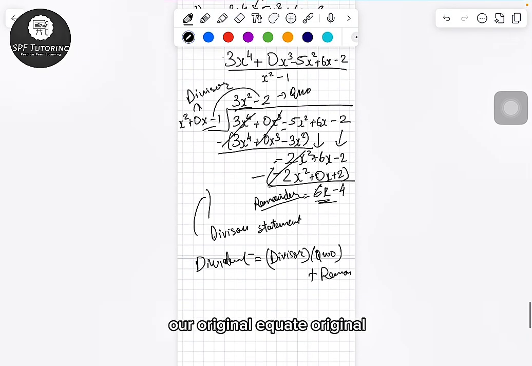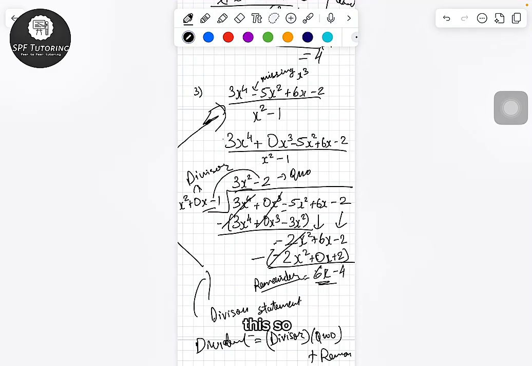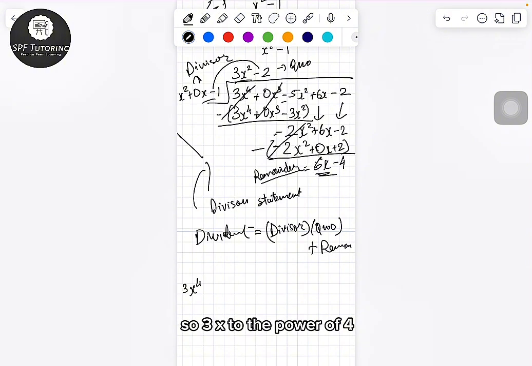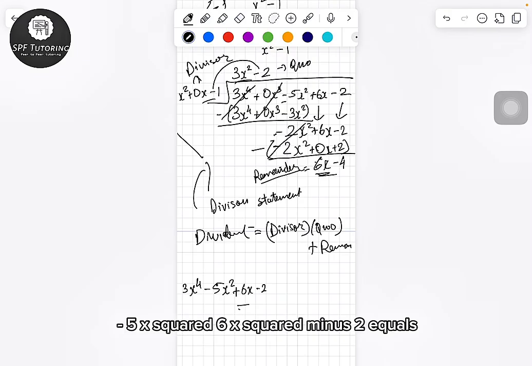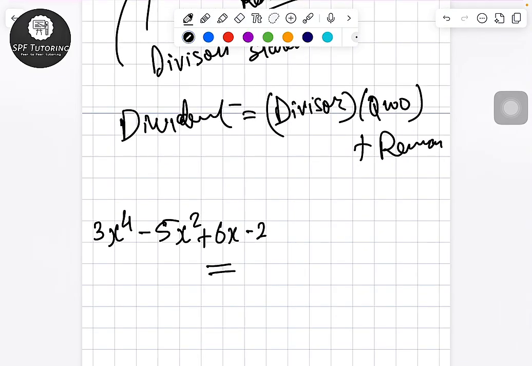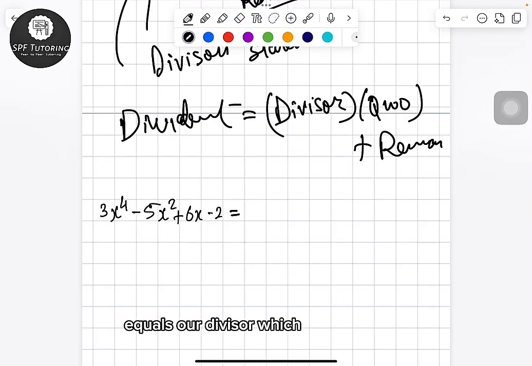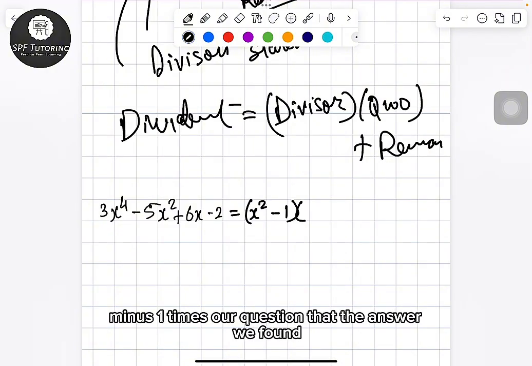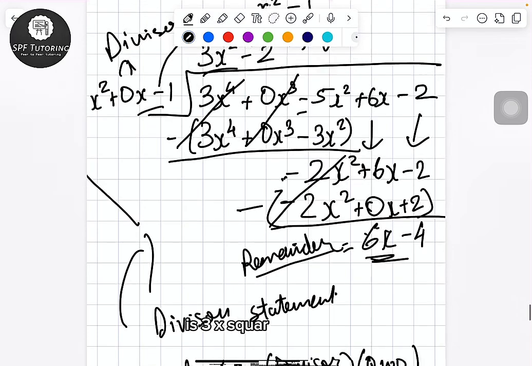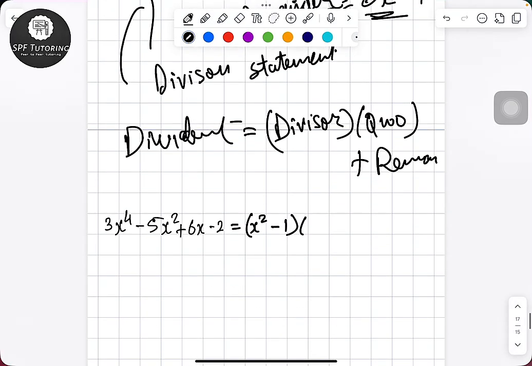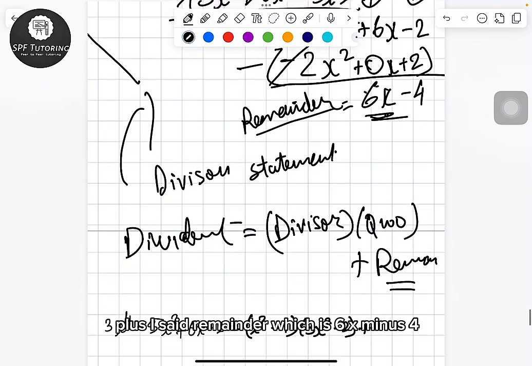our original 3x to the power of 4 minus 5x squared plus 6x minus 2 equals, and I'm doing this because I don't have much space, the divisor, which was x squared minus 1, times our quotient, the answer we found, which is 3x squared minus 2, plus a side remainder, which is 6x minus 4.